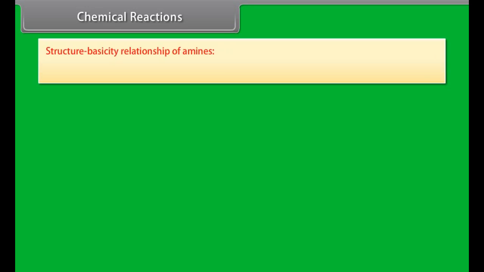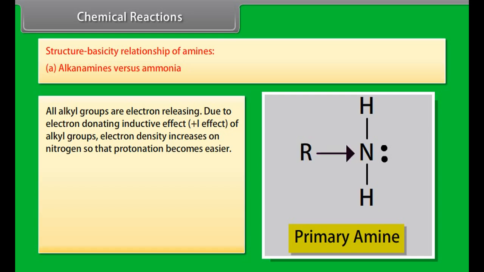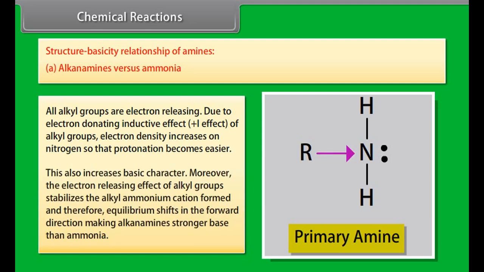Structure basicity relationship of amines. Alkanamines versus ammonia. All alkyl groups are electron releasing. Due to the electron donating inductive effect, that is the positive I effect of alkyl groups, electron density increases on nitrogen so that protonation becomes easier. This also increases basic character. Moreover, the electron releasing effect of alkyl groups stabilizes the alkylammonium cation formed, and therefore the equilibrium shifts in the forward direction, making alkanamines stronger bases than ammonia.